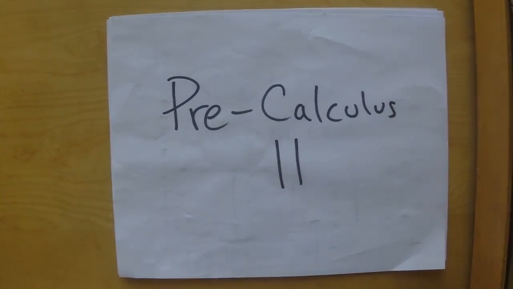All right, pre-calc 11, here we go. More trig, more sine law. It's something called the ambiguous case.